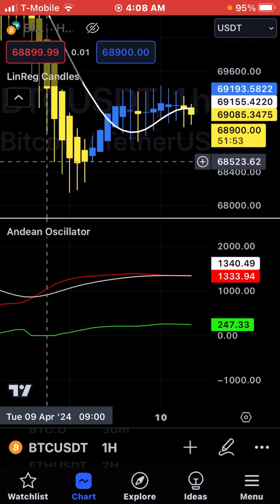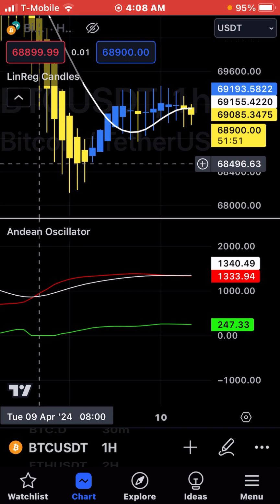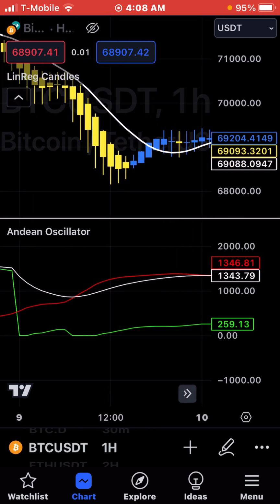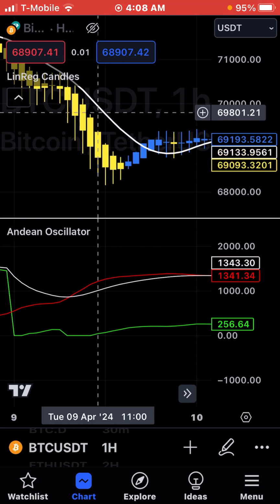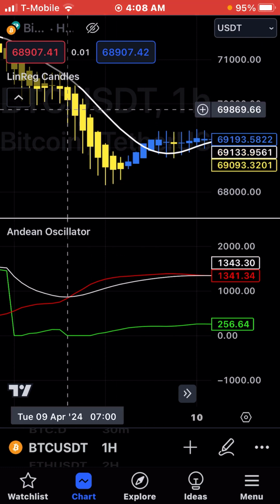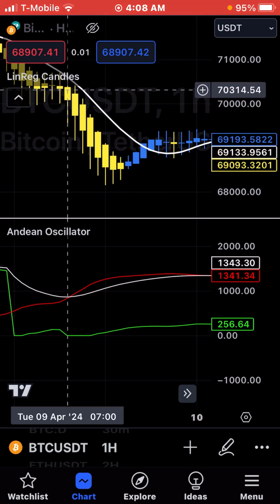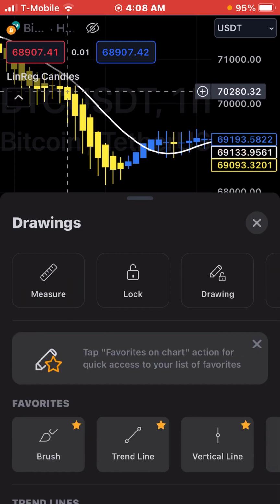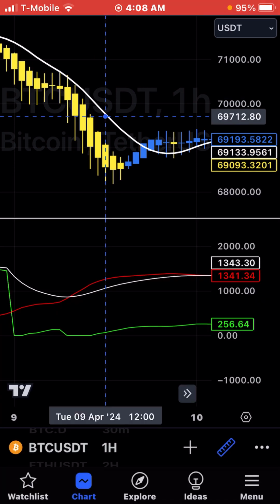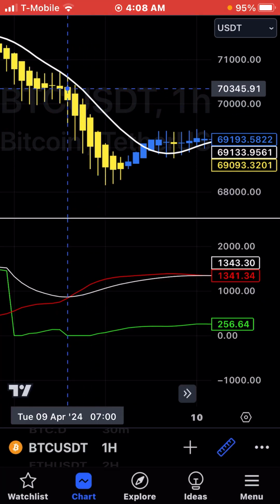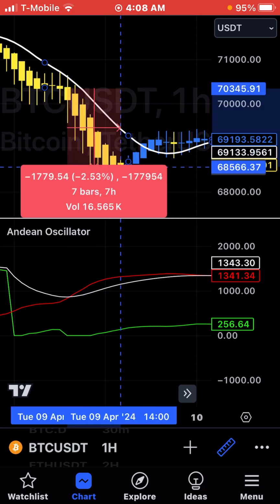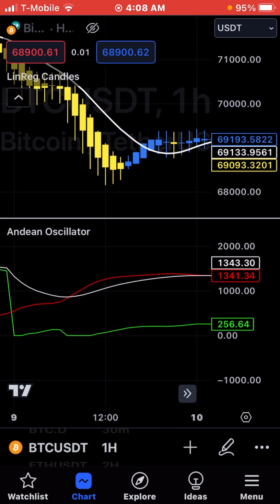Right here we see that the red is crossing up, so this is a bearish moment, and we can confirm it by looking right here when it crosses. We could see that it is also below the linear line, and we could actually enter the trade. We could enter a short right here, and we could basically ride it out till it touches the linear line again, and this is a short position.